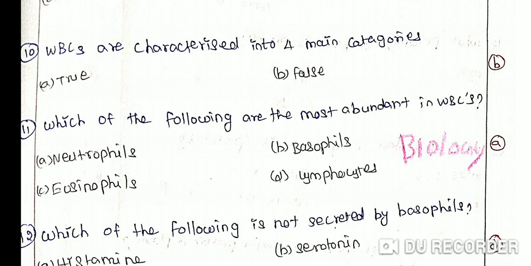WBCs are categorized into four main categories. Option A true, option B false. WBCs are categorized into two main categories, granulocytes and agranulocytes. Neutrophils, eosinophils and basophils are different types of granulocytes, while lymphocytes and monocytes are the agranulocytes.